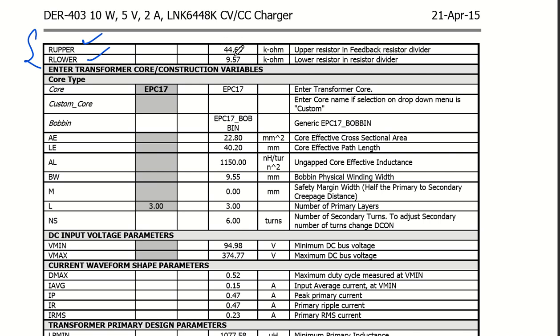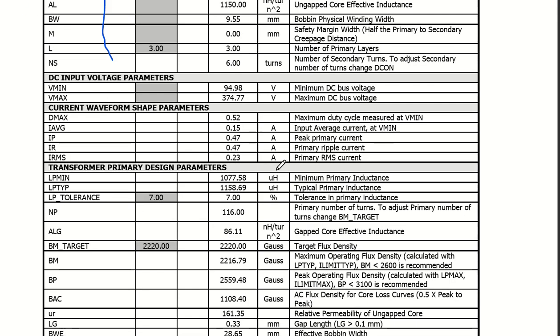These are not standard values, so that's the reason they have taken the closest values, which were 10 kilo ohm and 44.2 kilo ohm or something like that. The core type and everything will be automatically taken, so you can use the same. You can see almost all of the design is being given to you. Looking at the DC input voltage parameter, AC was 90, so DC will be 94. And Vmax is 265 VAC, so VDC will be 374.77 volt. The current waveform parameters, all these things we have already seen.